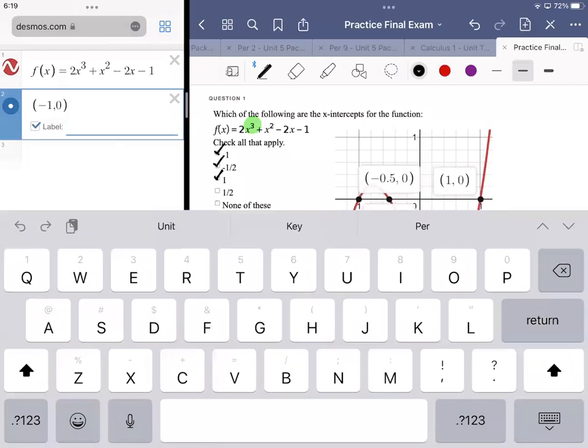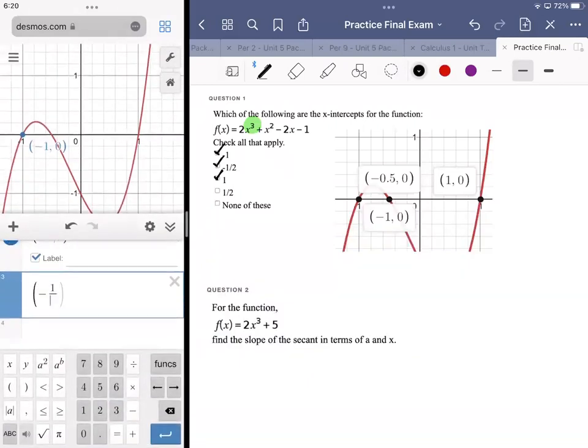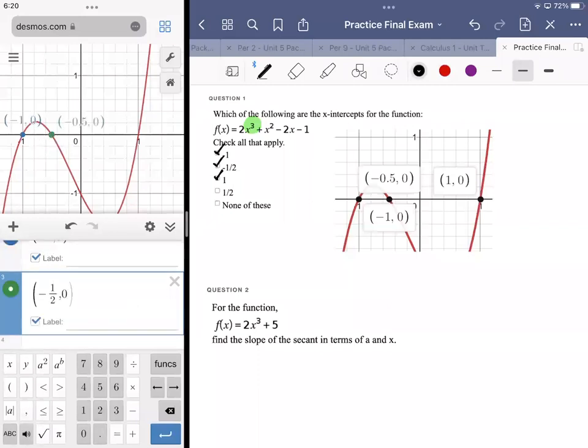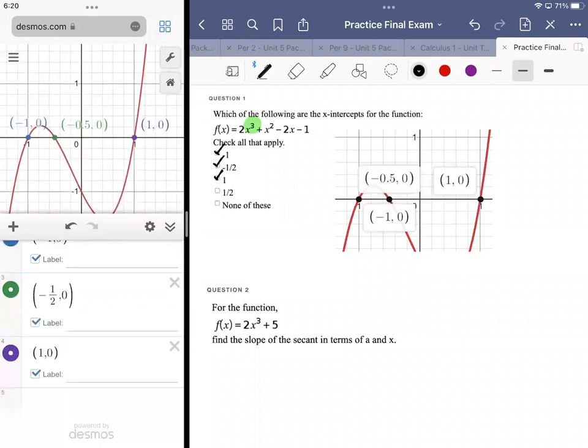Oops, that's not what I wanted to do. -1/2, 0. Just turn on the label so it shows up on the graph. Now this one's multiple choice, so you wouldn't have to do any of this, but if it's a free response type question, you would want to have this level of detail.